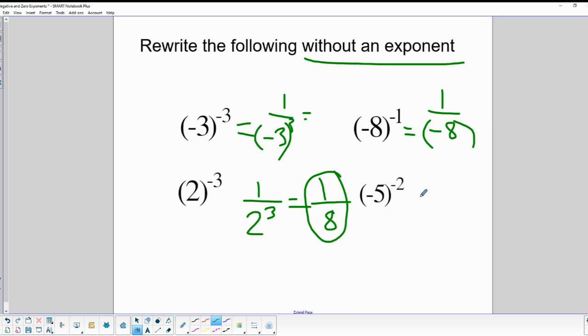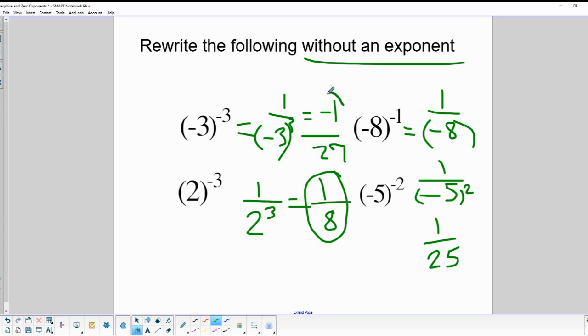Negative 5 to the negative 2 power would become 1 over negative 5 to the positive 2 power. And then when you do negative 5 to the 2nd power, you get 25. So this ends up being 1 over 25. And then we've got to come back up to this first one. We've got 1 over negative 3 to the 3rd power, which in the final analysis ends up being negative 1, and then we've got 3 times 3 times 3, which is 27. So negative 1 over 27.